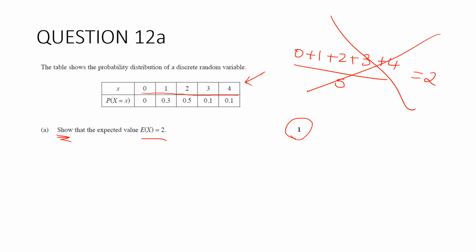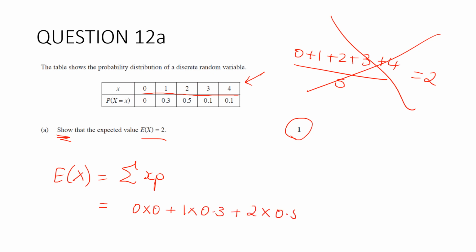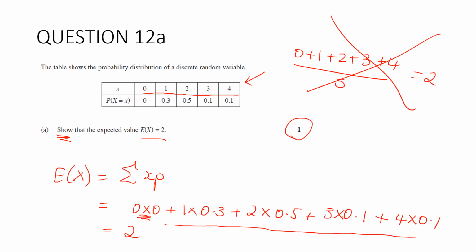So we know from our formula that E(X) is equal to the sum of x times p. So we need to do 0 times 0 plus 1 times 0.3 plus 2 times 0.5 plus 3 times 0.1 plus 4 times 0.1, and then calculate that. It's equal to 2. So this line here is what you had to show. They allowed you to get away with it without putting down 0 times 0, but you had to show this in order to get the mark.